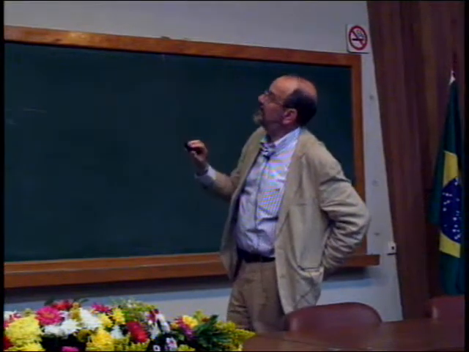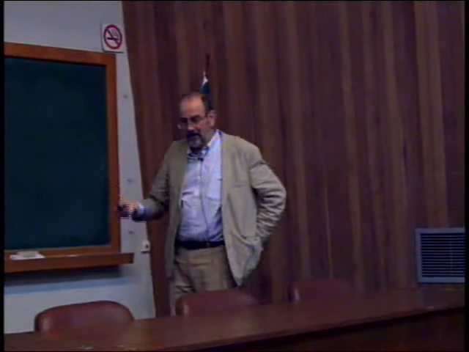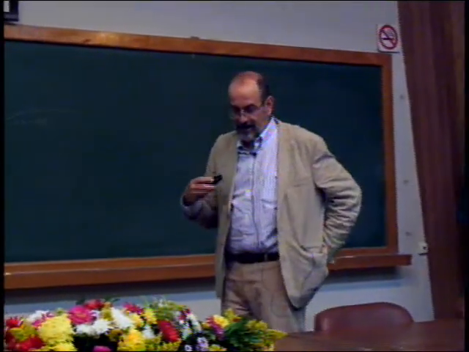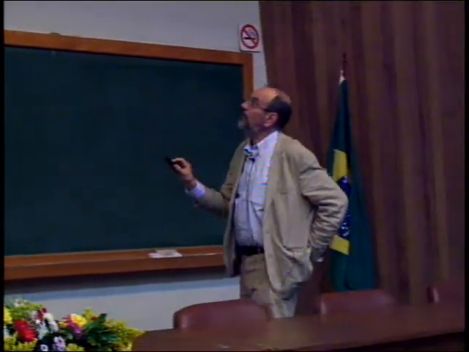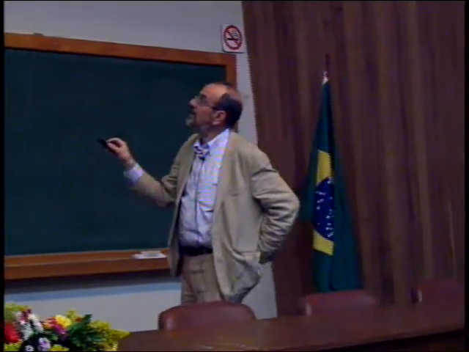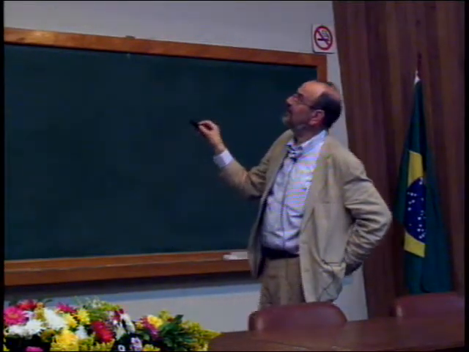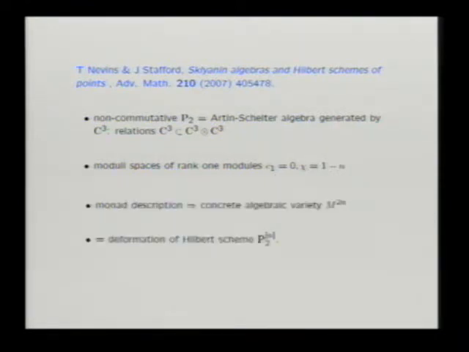And then what Nevins and Stafford do is they set up the whole mechanism, which is well known in the commutative case, of constructing vector bundles on projective spaces. They do it for this non-commutative algebra. Now, the one that interests us is a particular moduli space of rank 1 modules over this non-commutative algebra with certain invariants. Well, I don't want to go into the details of that. But the point is that they produce a non-commutative monad description.